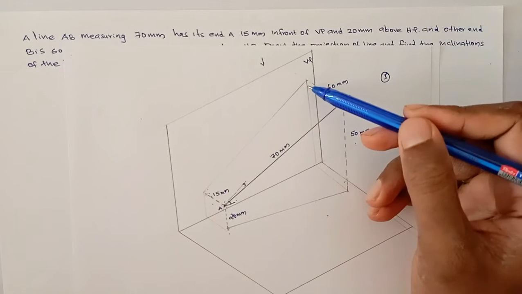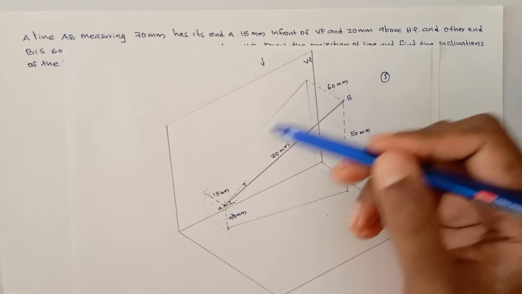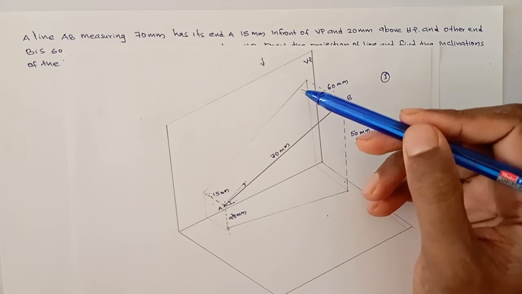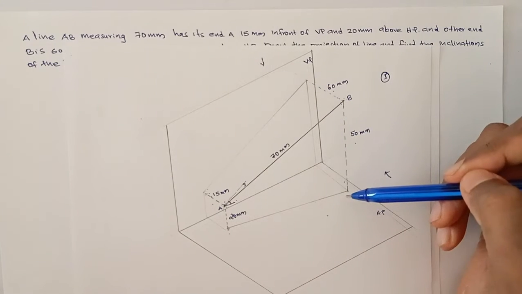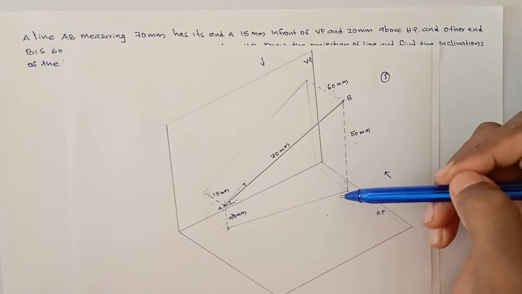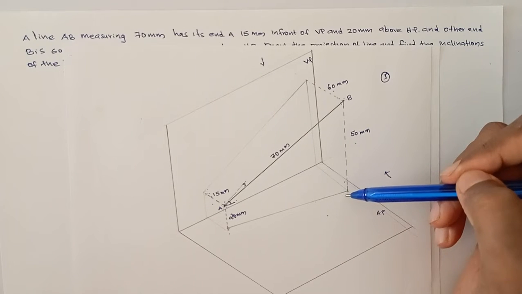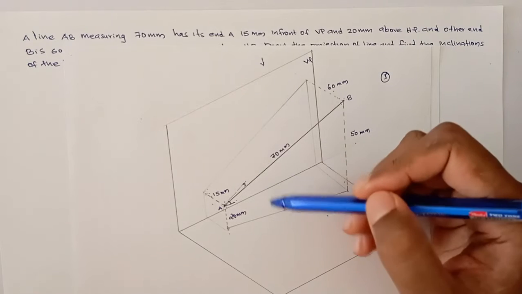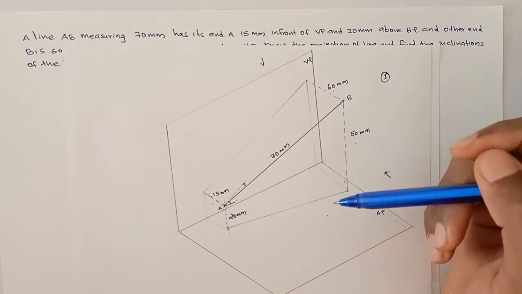Can you find out the length of the front view? Do you know the length of the front view? No, we don't know. It's not given. What about the top view? Is it given? No, the length of the top view is not given. So we have to first find out the length of front view and top view.